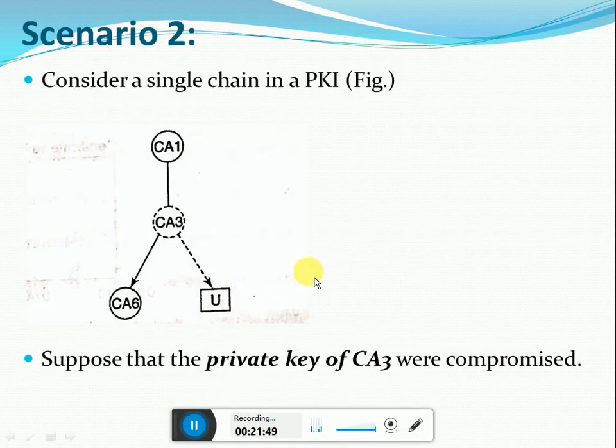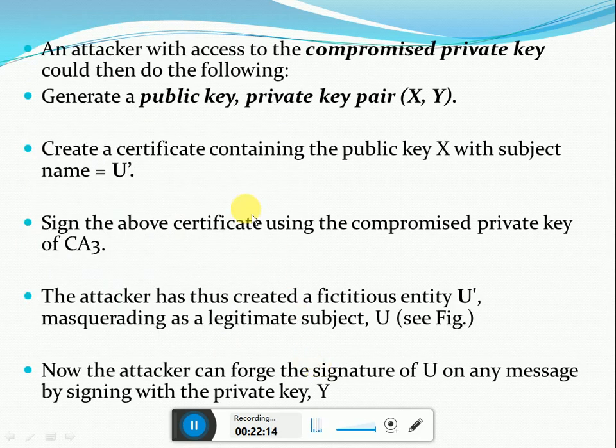Now consider the second situation where CA1 is signing the certificate of CA3, CA3 in turn signing the certificate of CA6 and the different users that belong to CA3. In case the private key of CA3 is compromised for some reason, an attacker with access to the compromised private key could do the following.